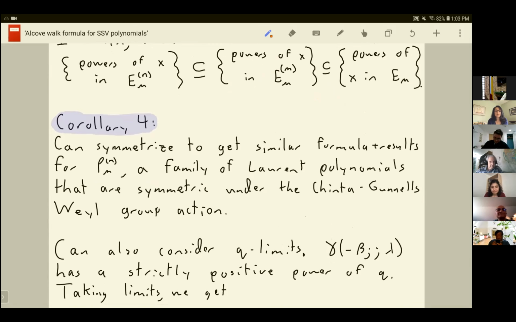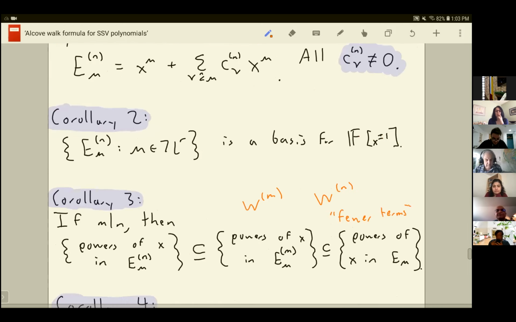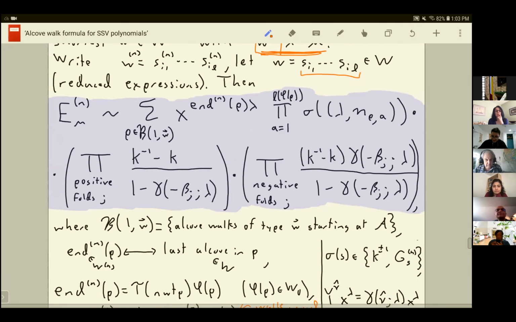And I'll stop in a second, but you can also consider q limits of this alcove walk formula. It turns out that because of the form of this, because lambda is in the fundamental alcove and beta is defined the precise way it is, these always have strictly positive powers of q. So when I take a limit, if I go back to this formula, if I let q go to 0, then because these gammas have strictly positive powers, all the negative folds are 0. So any alcove walk that has a negative fold, it's gone.